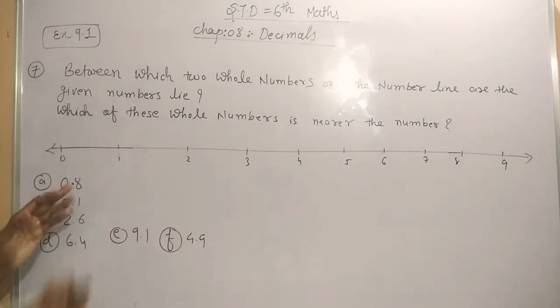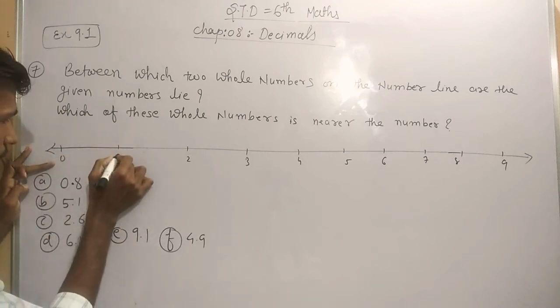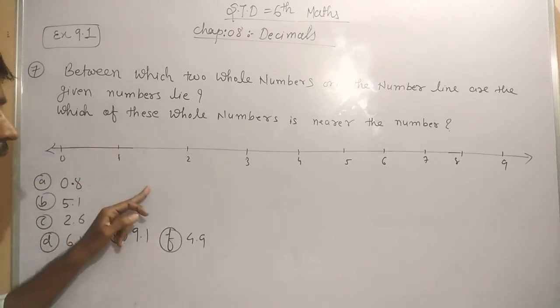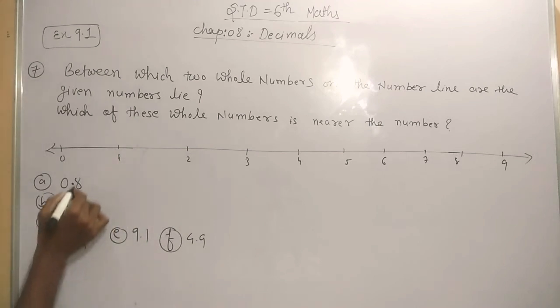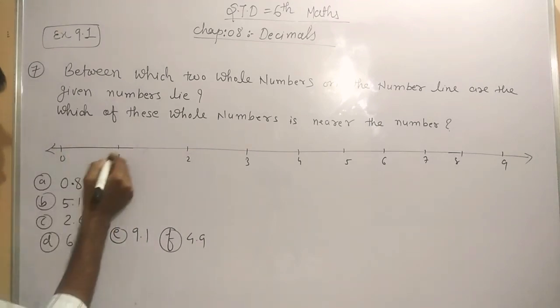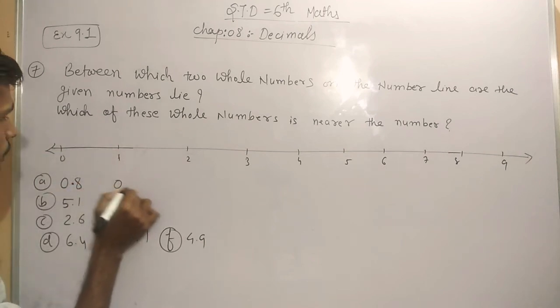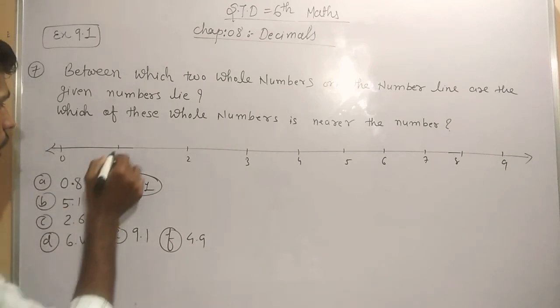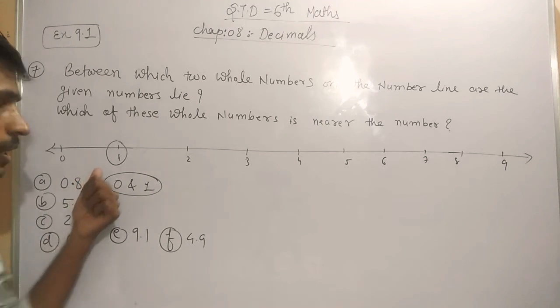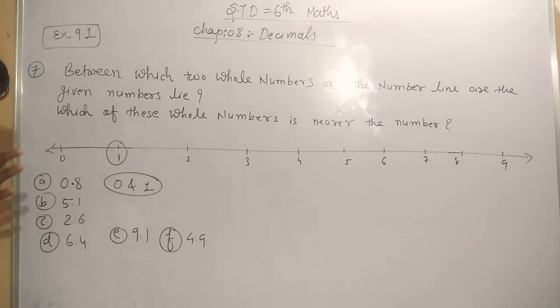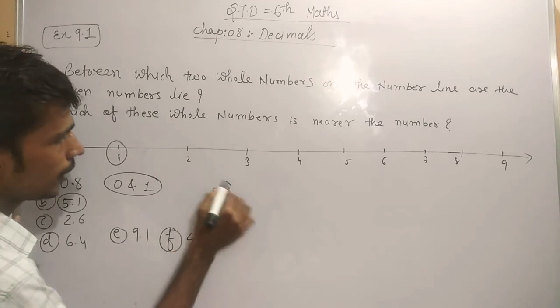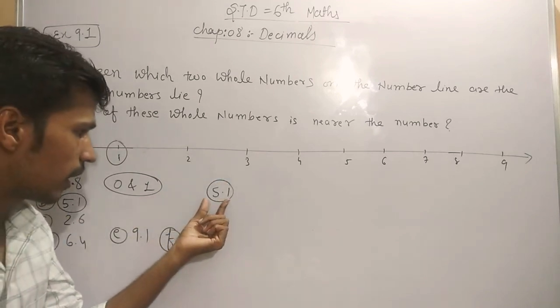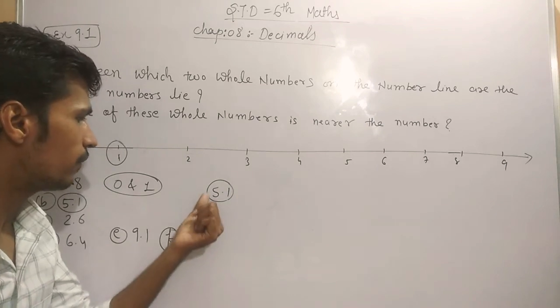You can see this number is between 0 and 1. After 0.8, 0.9, then it will come 1. So this number is between 0 and 1, and which number is it near to? Near 1. This number is nearer to 1. Okay. Now the second number, 5.1. Students, you can see 5.1. That means this number lies between 5 and 6.